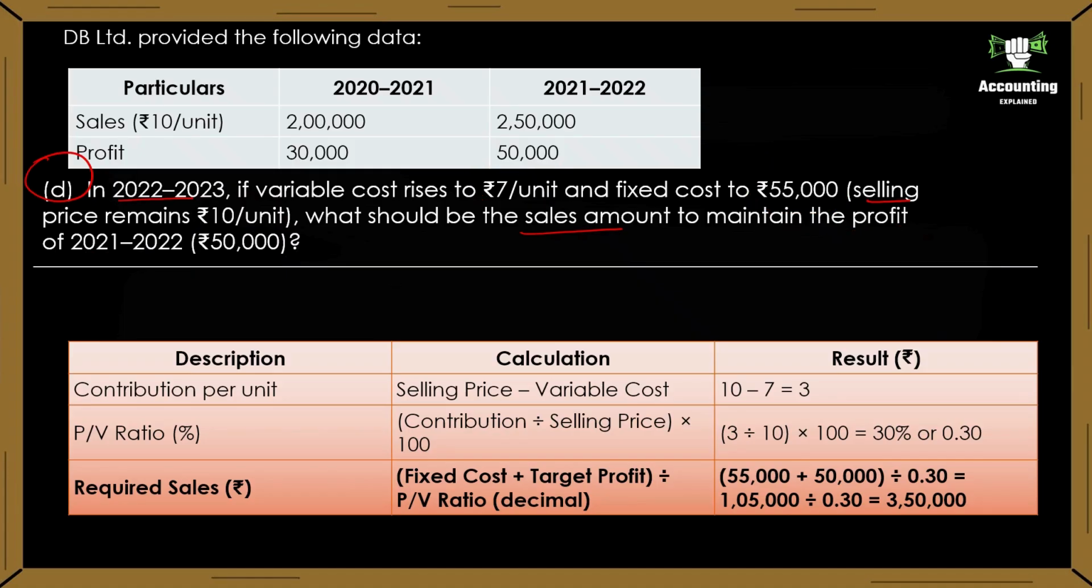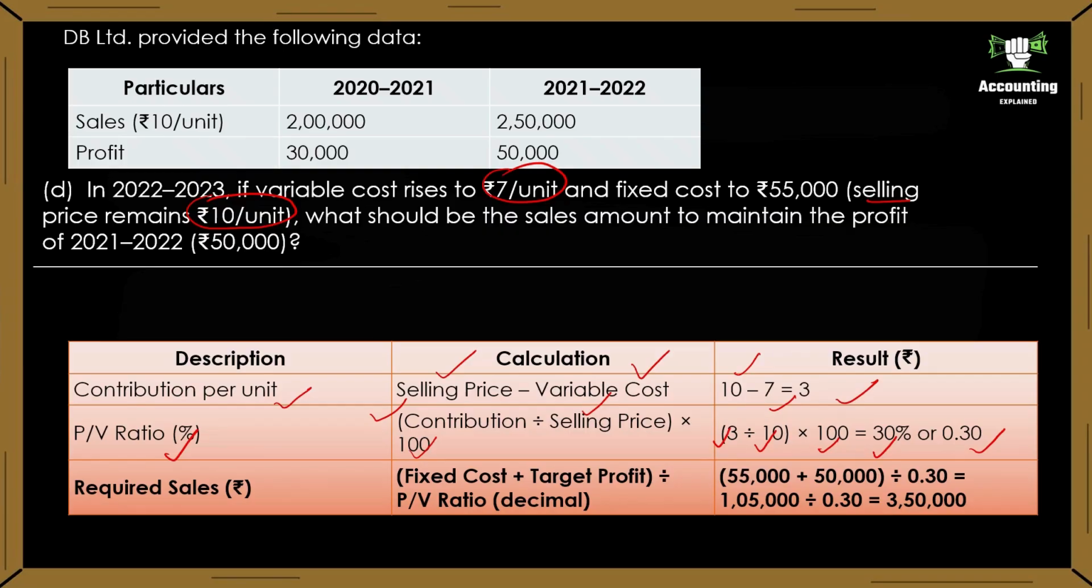Okay, let's see how to solve this question. First we have to find out the contribution per unit. Contribution per unit is selling price per unit minus variable cost per unit. Selling price per unit is 10 minus variable cost of rupees 7 per unit, which is 3. 3 per unit is the contribution per unit. P/V ratio is contribution divided by selling price into 100. So contribution per unit 3 divided by 10, the selling price per unit, into 100 is 30%, or in decimal it is 0.3.